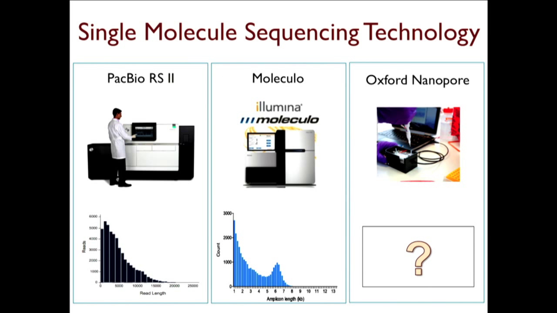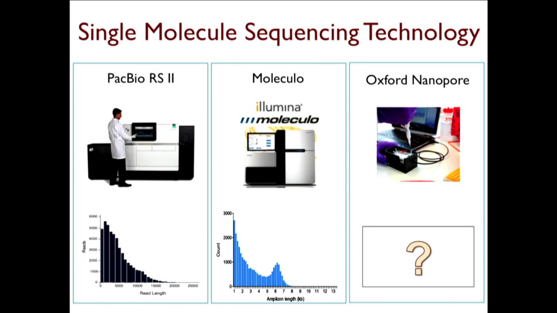So the Celera assembler has this strength that it's able to take these full 10,000 base pair reads, compare them to each other, and assemble them de novo. Today there are two and a half technologies available for doing long read sequencing. The first is from the company Pacific Biosciences. They have an instrument called the PacBio RS2. Here at Cold Spring Harbor, we have two of these instruments.